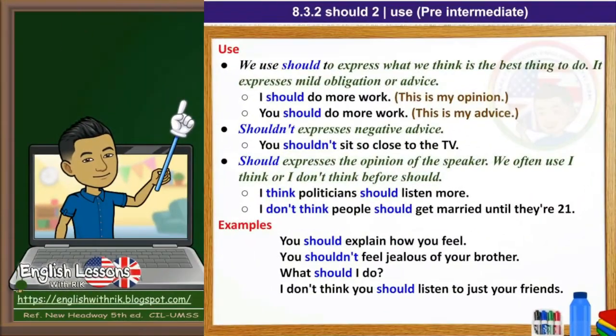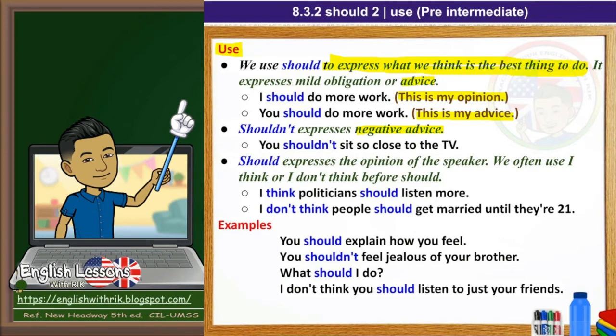Use. We use should to express what we think is the best thing to do. It expresses mild obligation or advice. I should do more work. You should do more work. Shouldn't expresses negative advice. You shouldn't sit so close to the TV.